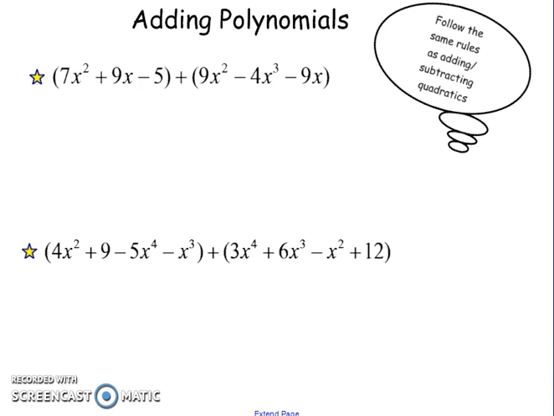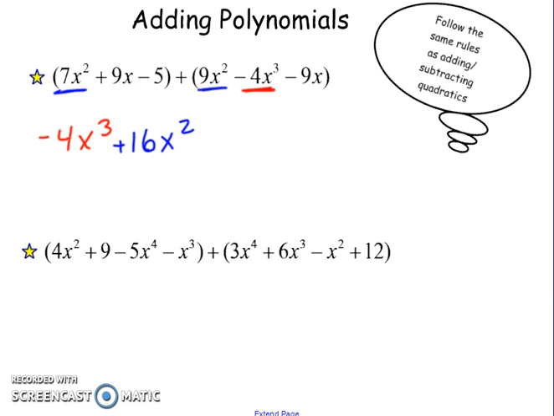So my highest degree in the first example is a 3. And that's that negative 4x to the third. There's no other x to the third, so that's going to be first. After x to the third, I have x squared. So I have a 7x squared, and I have a 9x squared. And I'm adding. So when I add them, I'm going to get 16x squared.